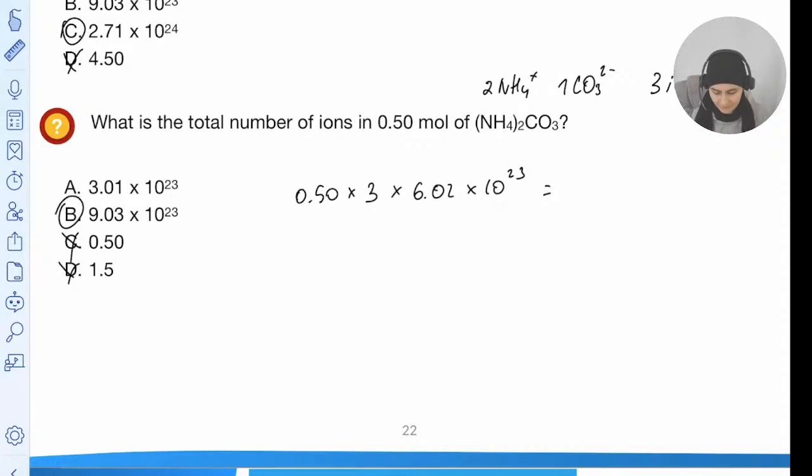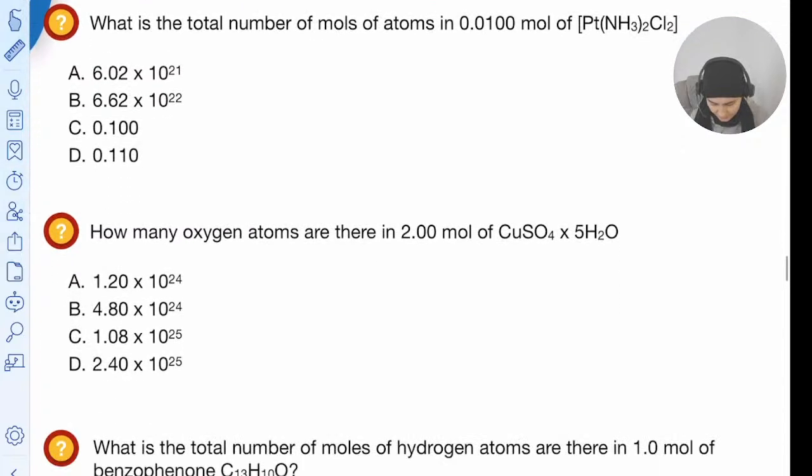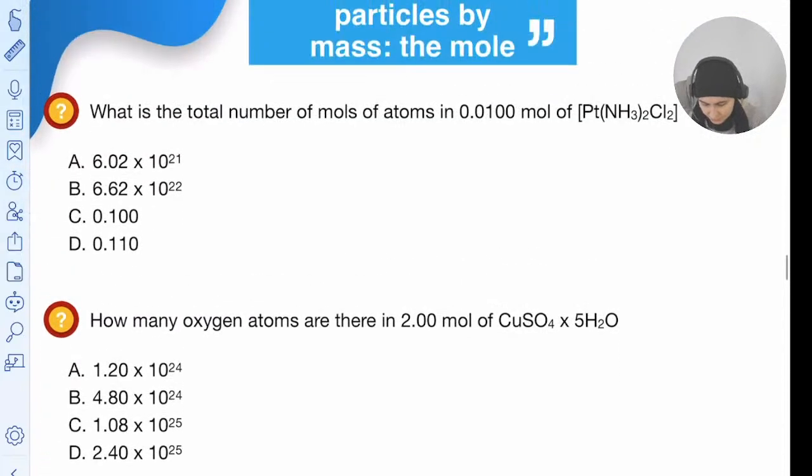Fine. Okay, one more. Okay, let's do one more. What's the total number of moles? Well, finally they ask for moles, right? Since they ask what is the total number of moles of atoms in 0.01 of that. So since it's moles of atoms, it can be A, can be B. This looks like the total number of atoms. And then, okay, moles of atoms.